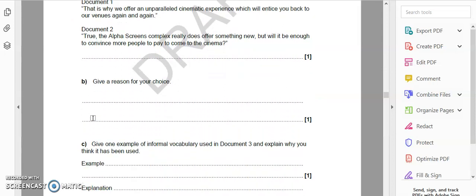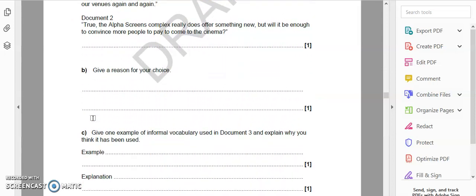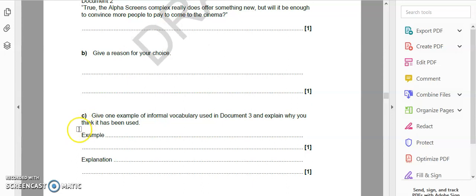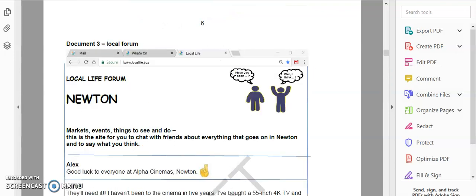So moving on to part C of this question. And this is about informal vocabulary. So what you need to do here is find an example of informal vocabulary used in document 3 and explain why you think it has been used. So, again, this is 2 parts of this question. You get 2 marks for this part of the question. So we'll have a look at document 3 and have a think about informal vocabulary.